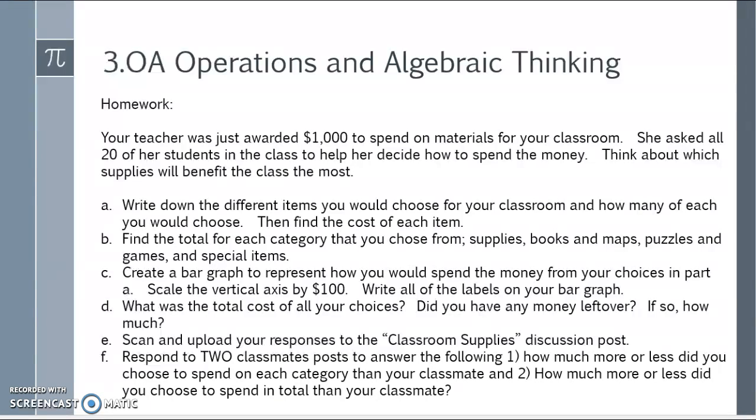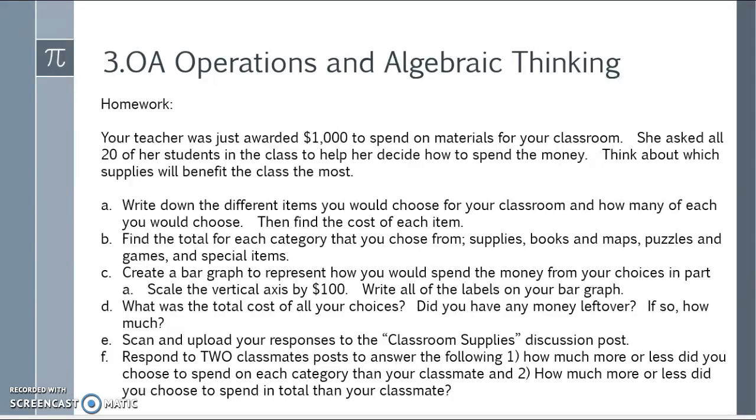What you're going to do is write down the different items you would choose for your classroom and how many of each you would choose. Then find the cost of each item. Find the total for each category that you chose from. The different categories include supplies, books and maps, puzzles and games, and then special items. So total that up.